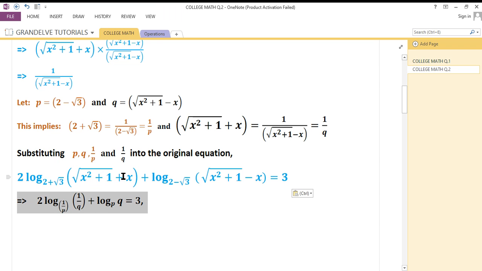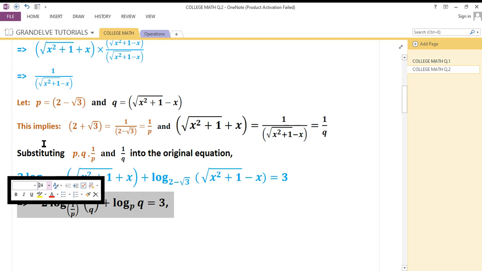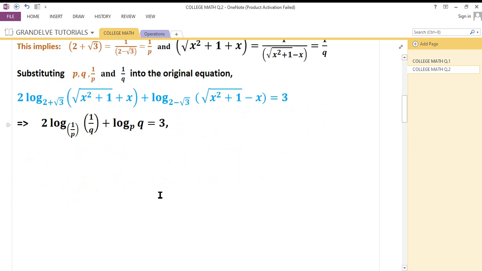Let's enlarge this a little to help you to see it clearly. So I believe you can see this correctly now. We now have 2 log 1 over p as the base of the log expression 1 over q, plus log q base p, equal to 3.